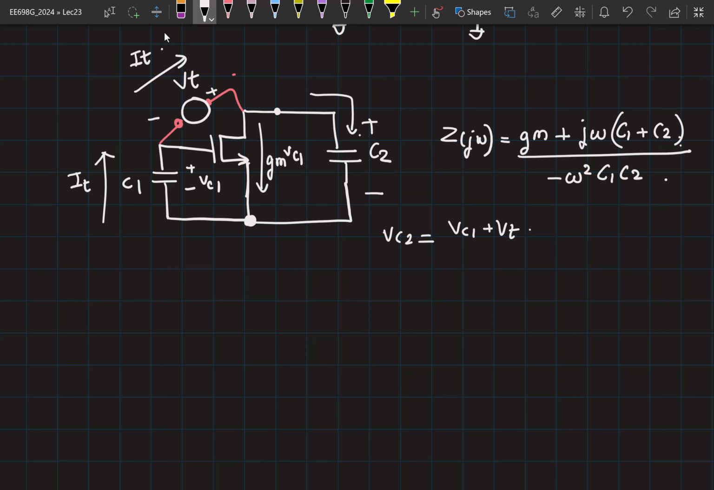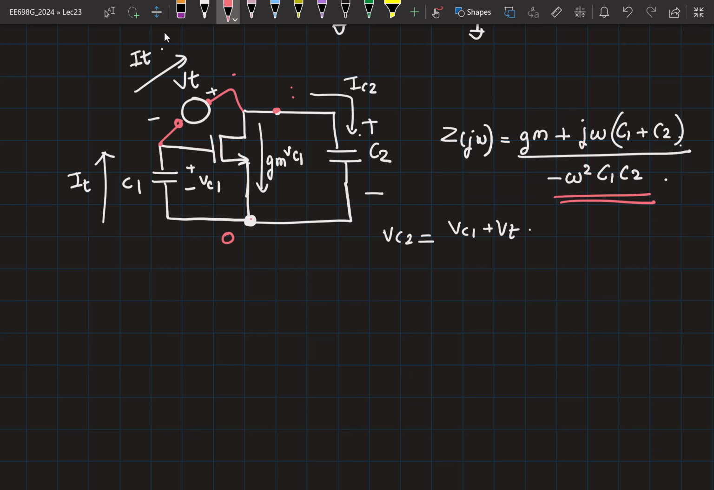You know the potential across C2. You can calculate what is the current flowing through C2. So, IT should be equal to gm times VC1 plus IC2. Right? If you are assuming some node to be 0, for example, if you assume this to be 0, then you cannot take this node as VT. To assume that this is VT, you will have to assume this node is 0. Okay, and the Z of j omega you get.